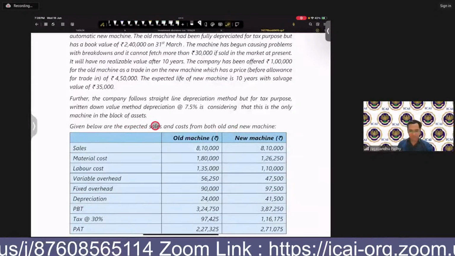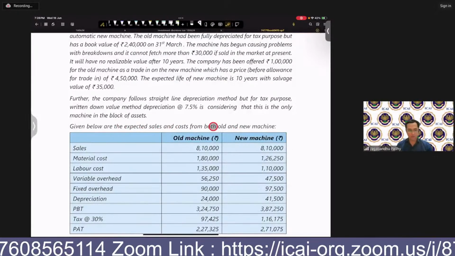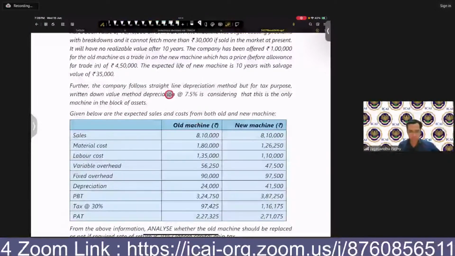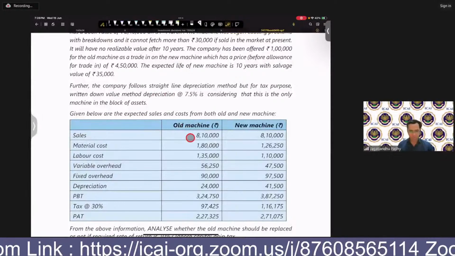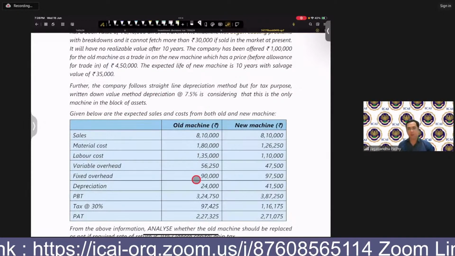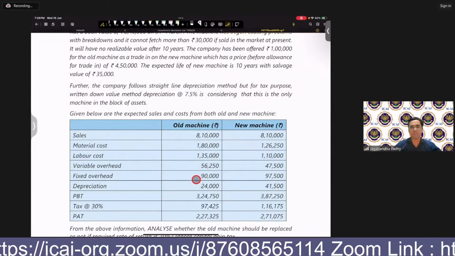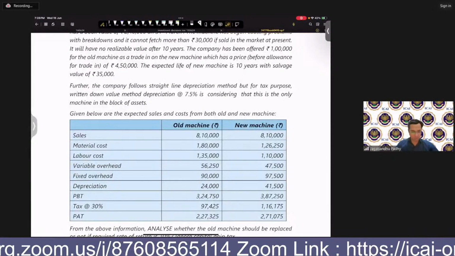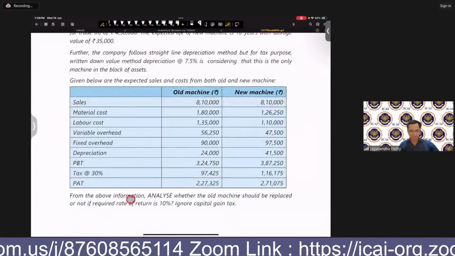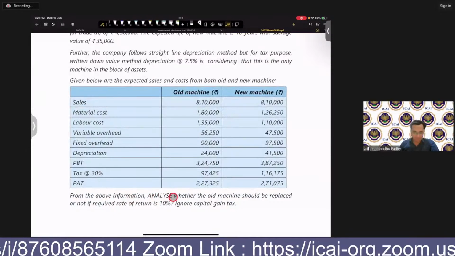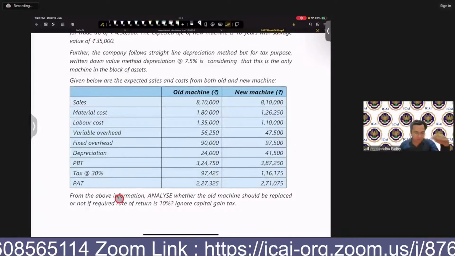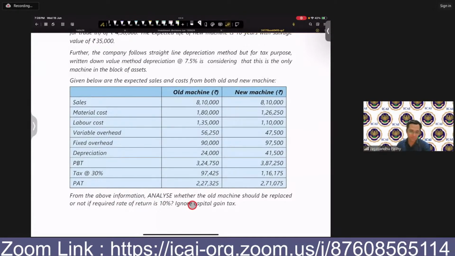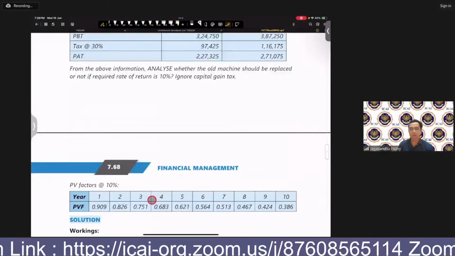So given below are the expected sales and cost from both old and new machine. From the old machine, whatever are your sales up to the profit after tax, those are the numbers which are given. And the same has been given for the new machine. So from the above information, we have to analyze whether the old machine should be replaced or not, if the required rate of return is 10%, and we have to ignore the capital gain tax. PV factors have been already given to us.